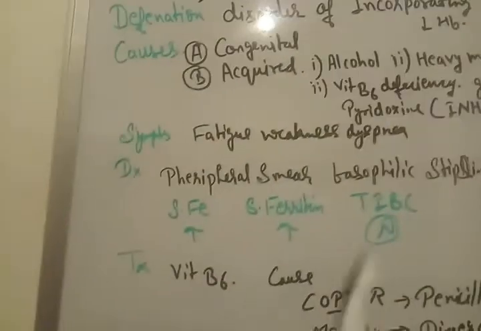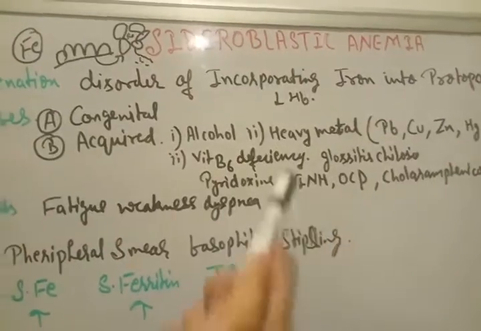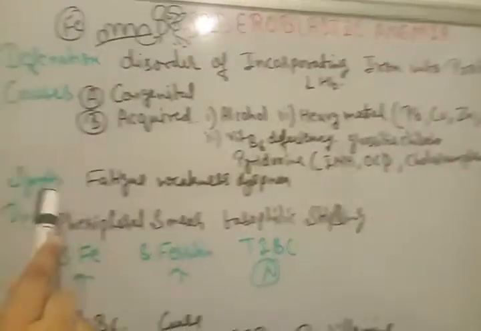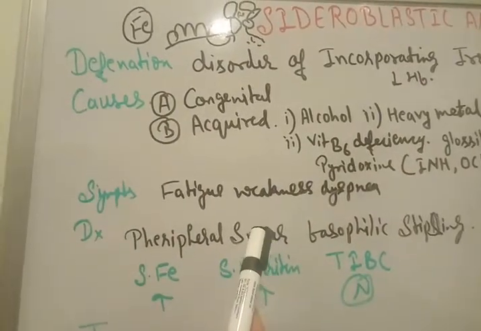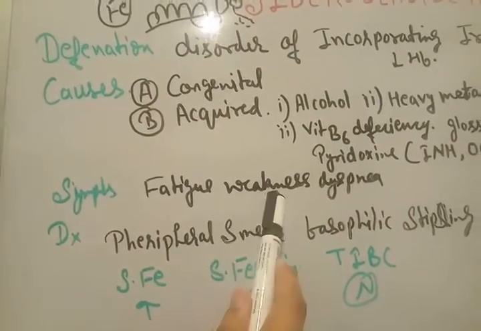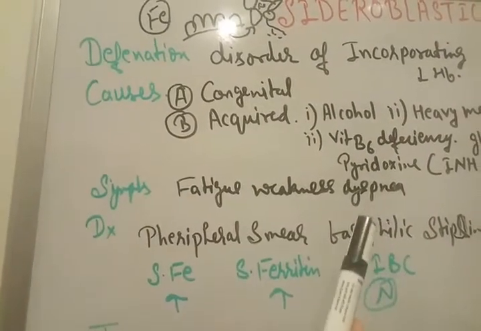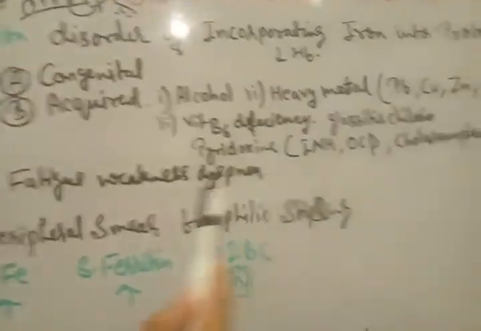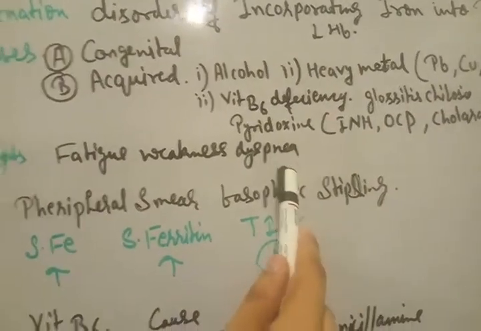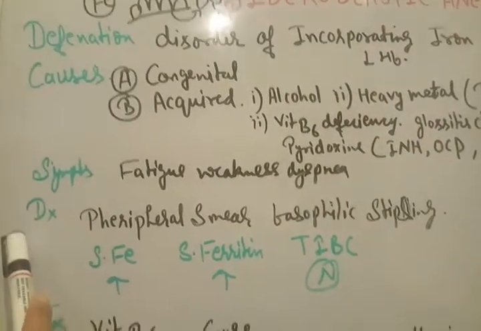So my dear friends, what are the signs and symptoms of sideroblastic anemia? Signs like glossitis and cheilosis depend on the cause. And here is anemia, so the main symptoms of anemia, which I already explained, are fatigue, weakness, and dyspnea, shortness of breath. How to diagnose sideroblastic anemia? On peripheral smear, we can see basophilic stippling, guys. It's very important. It's visible in sideroblastic anemia, and we need to see the iron profile.